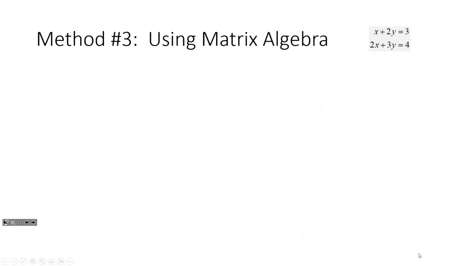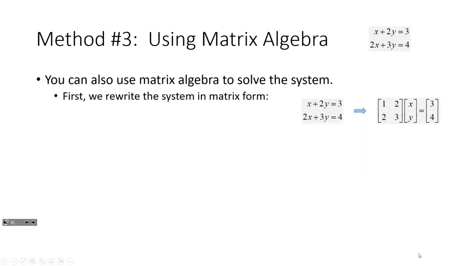Now, the third method is to use matrix algebra, okay? And what that means is that we're going to take this system and rewrite it in matrix form. Now, all that means is that, so we have x plus 2y equals 3, 2x plus 3y equals 4. The 3 and the 4 become a column of values. We call that a vector.